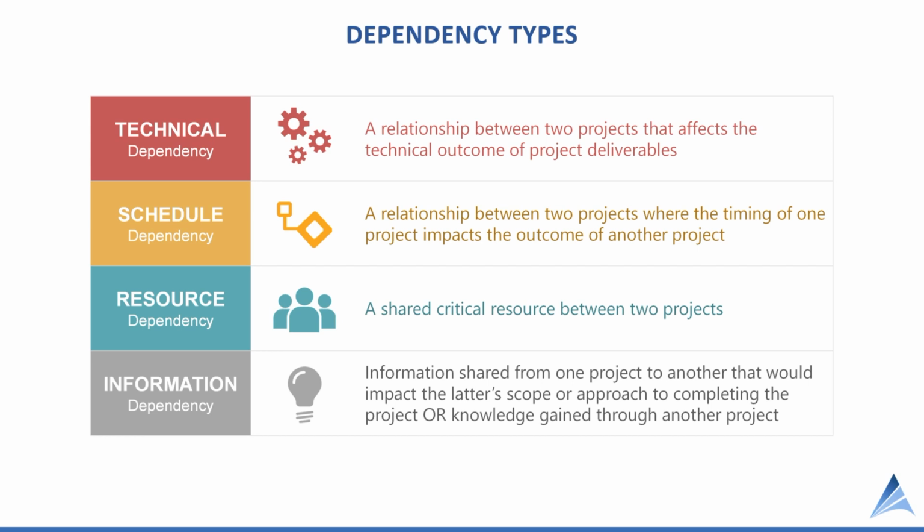It's very helpful to understand what are the different types of dependencies. So we've got four shown here. The first is a technical dependency. The emphasis is that there is some deliverable or key input from one project to another. So there's a technical outcome related to deliverables that affects a project from another project. This could be a piece of software. It could be some equipment. It could be some other deliverable that one project needs in order to complete its own scope of work.